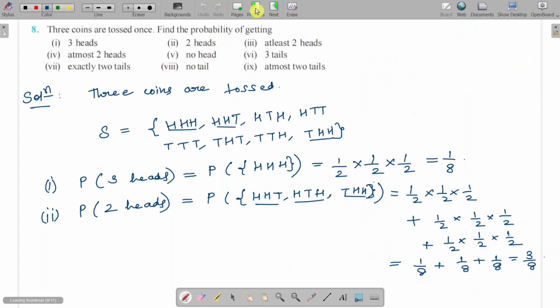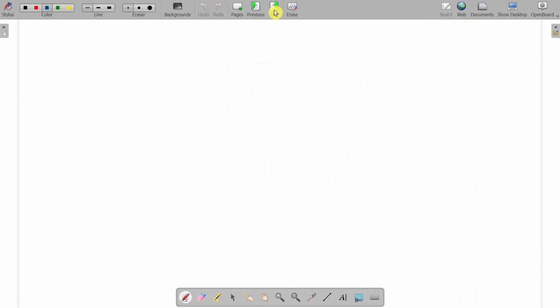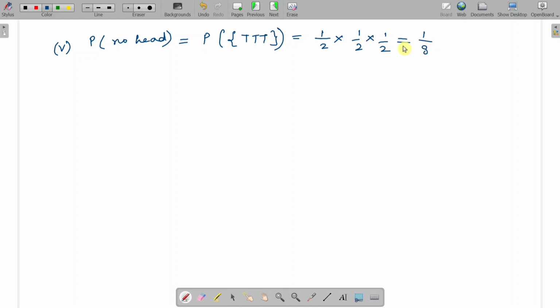Now let us look at the fifth one, no head. So probability of TTT, right, only this sample point has no head, so that is half into half into half, so that is 1/8. And sixth one, if we take three tails, probability of having three tails, so that means only this same sample point like the previous one, right? So again 1/8 you will get.